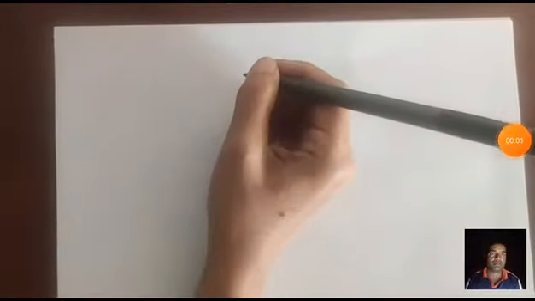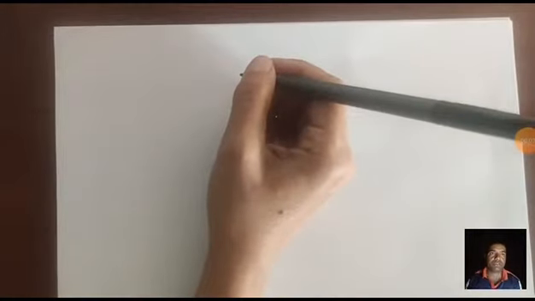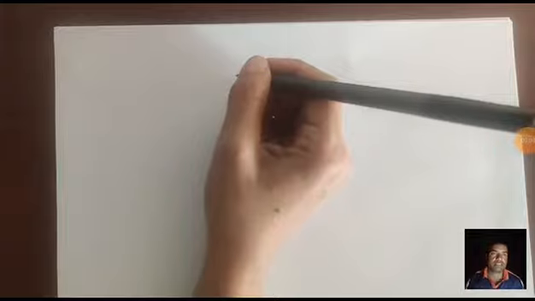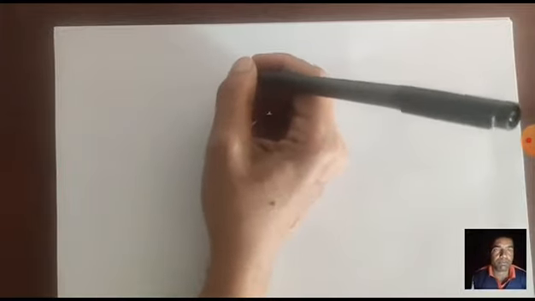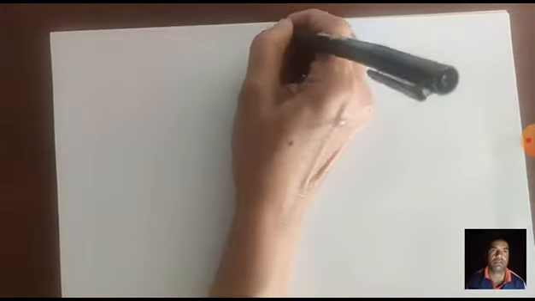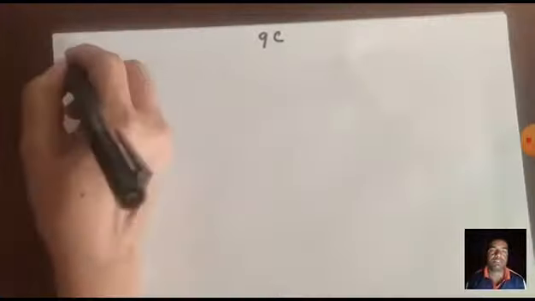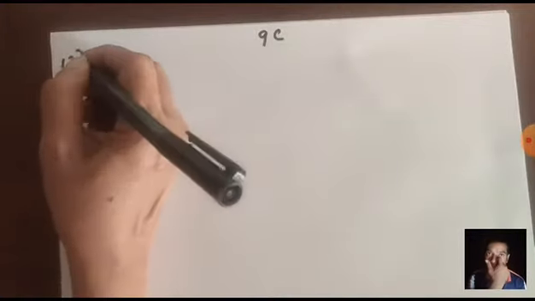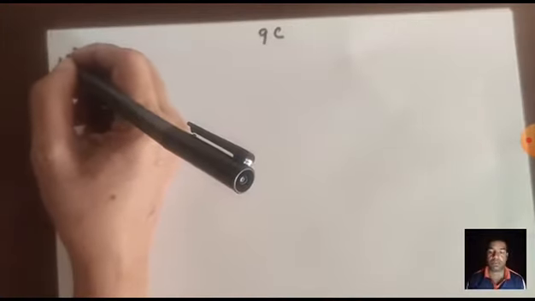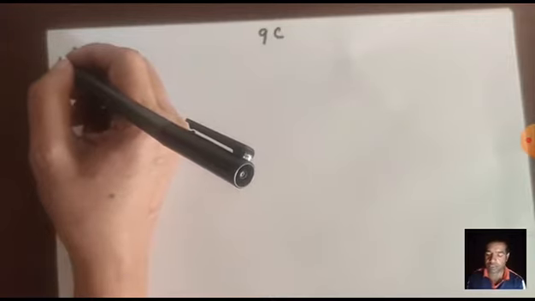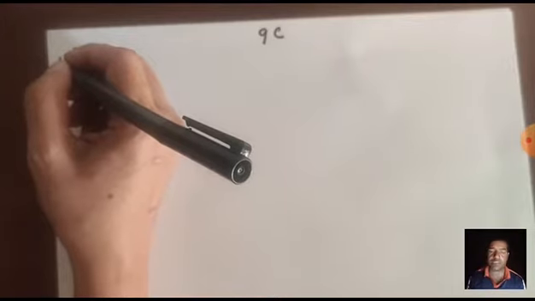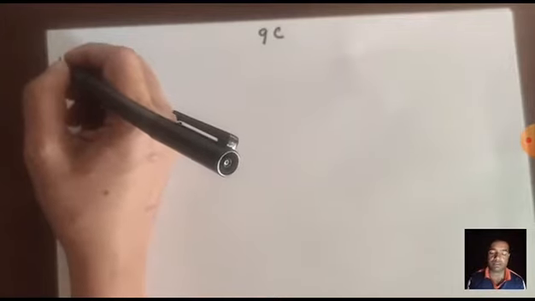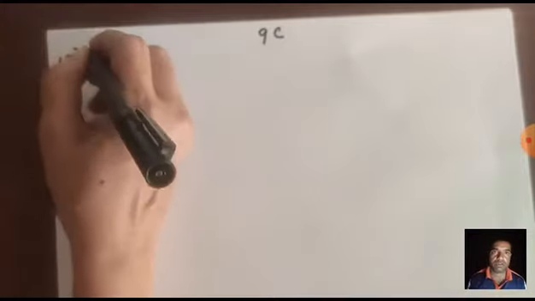Hello children, now we are going to continue the last exercise, exercise 9c, from the previous class. Here in 9c we will start from question number 13. Question 13 asks: calculate the difference between the compound interest and the simple interest on 8,000 in 3 years at 10% per annum.